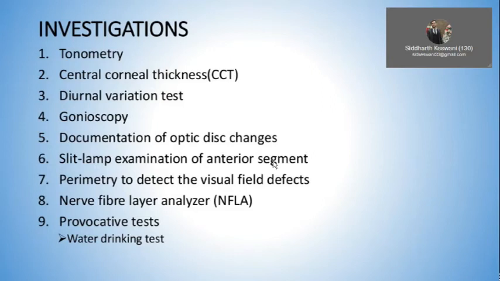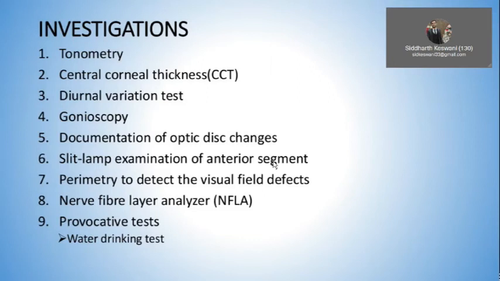Then we have slit lamp examination of the anterior segment. Then, as I've told you, we have perimetry to detect the visual field defects, 30-2. Then nowadays we have the nerve fiber layer analyzer. Then we have the provocative test, the water drinking test.